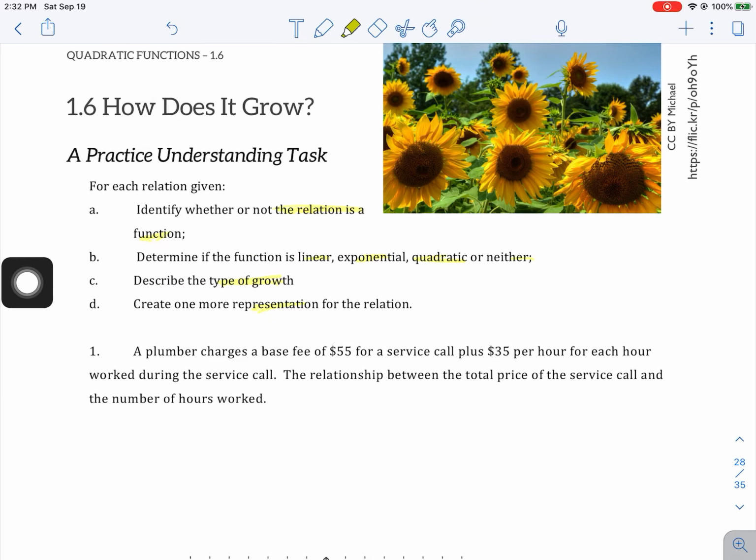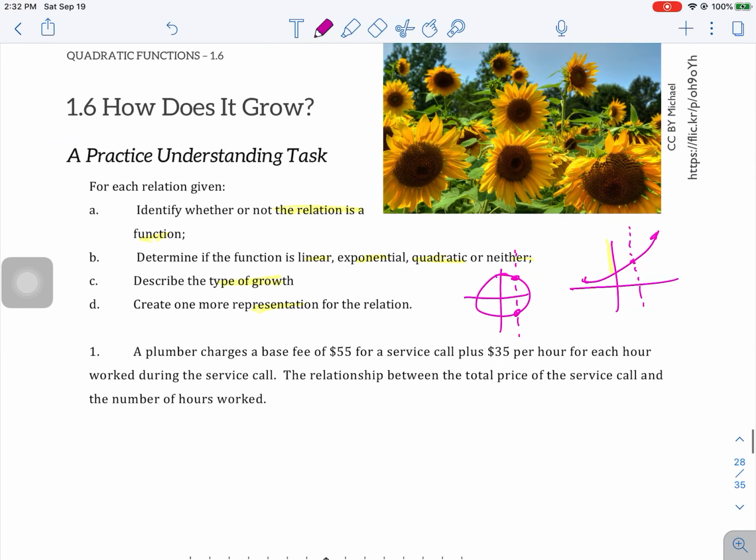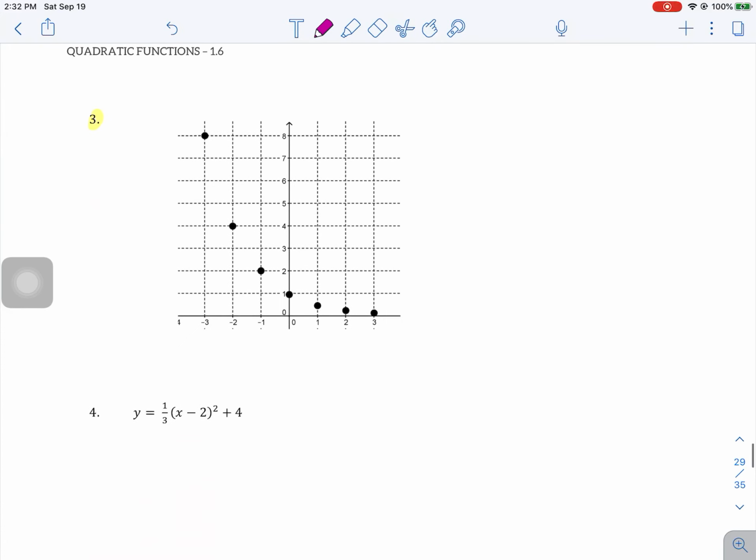A function, if you remember, means that if you have a graph, let's say this is my graph, and you drew a vertical line, it would only intersect that graph in a single point. For example, a circle is not actually a function because it intersects in 2 points. And we'll learn circle equations later on in the year. They also wanted a couple other things: type of growth, representation. We can do all of that.